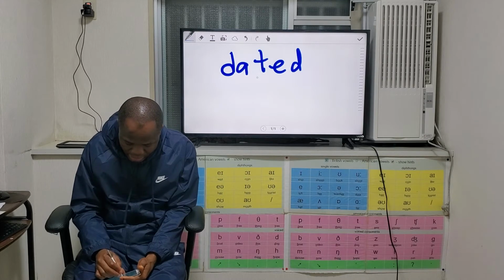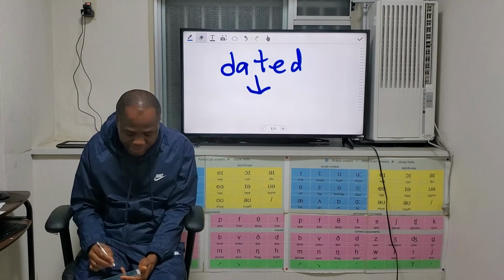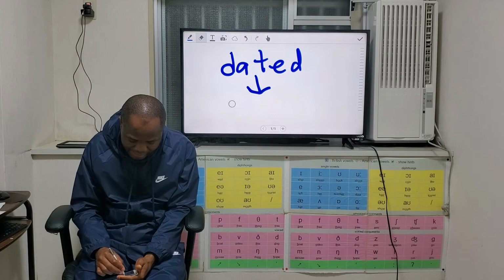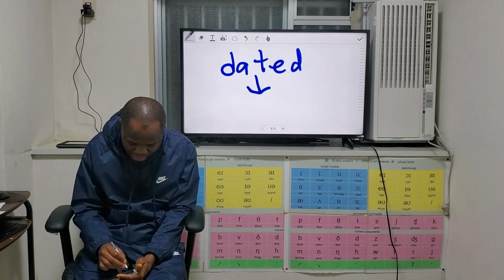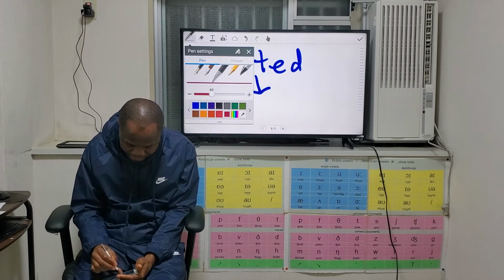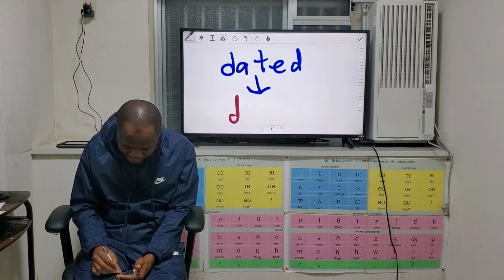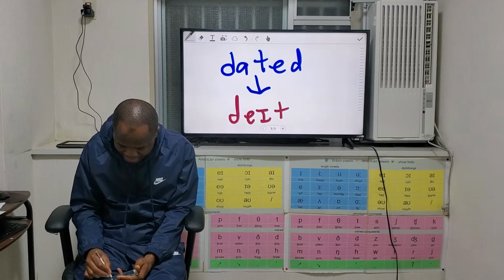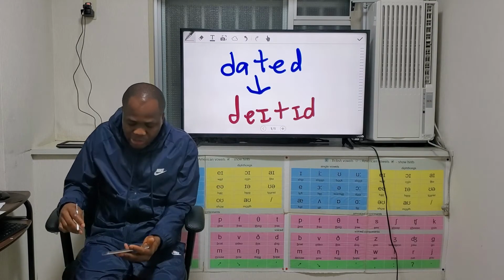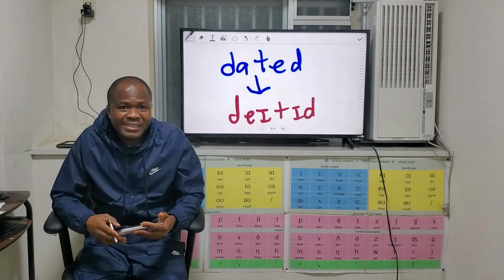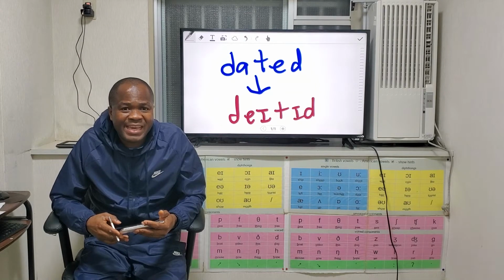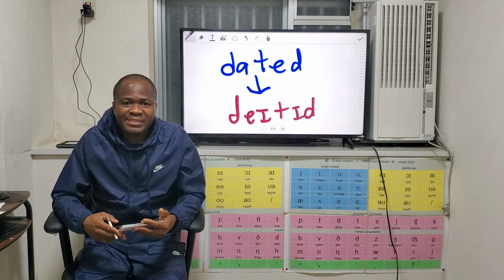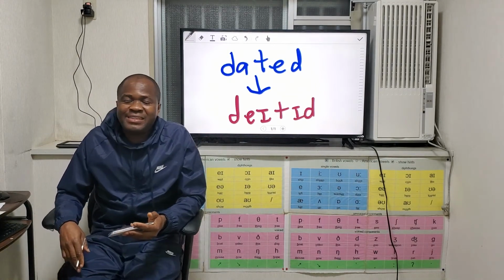Dated. And the pronunciation is going to be something like this. Let's look at the pronunciation quickly. It's going to be the d, a, t, and id. Id. So it's going to be dated. Dated. Yesterday I dated someone.